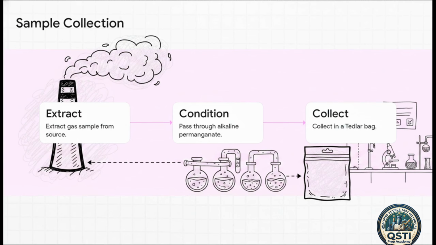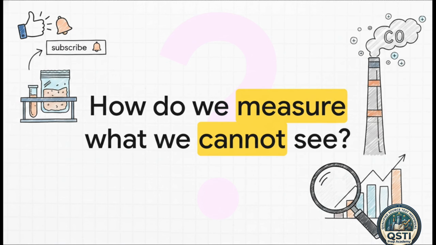So the physical journey right at the source breaks down like this. Step 1, we extract the integrated gas sample. Step 2, we scrub out those interferences through that conditioning system we just mentioned. And step 3, we safely collect the purified sample in what's known as a Tedlar bag, or an approved equivalent. This bag is super important because it acts like a secure, non-reactive vault to safely transport our sample from a messy industrial site back to a pristine laboratory setting. So, the big question, how do we actually measure what we literally can't see?